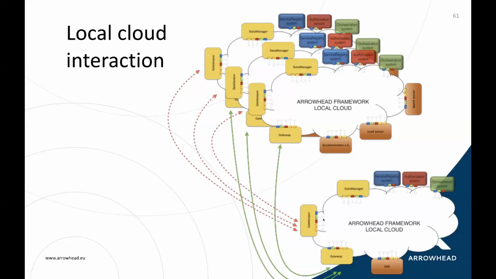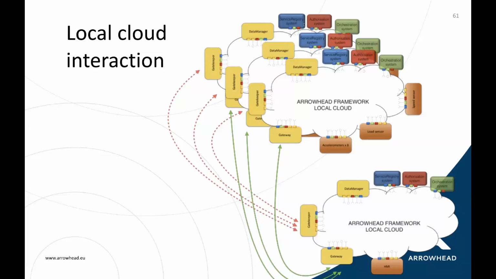And this picture is just to illustrate that the gatekeeper is doing the administrative part, talking to the blue, red, and the green system within this local cloud and checking that we can do the lookup between various clouds, we can do the orchestration between various clouds, and that we can authorize consumption of data between various clouds.